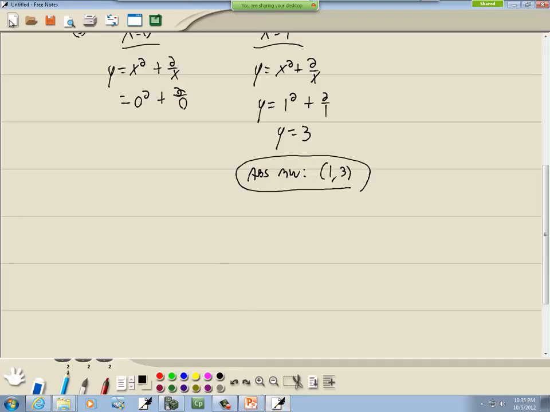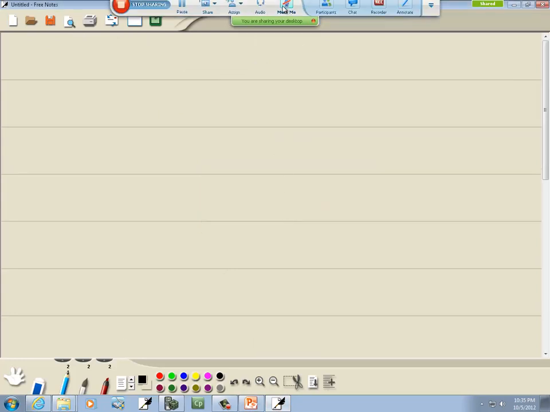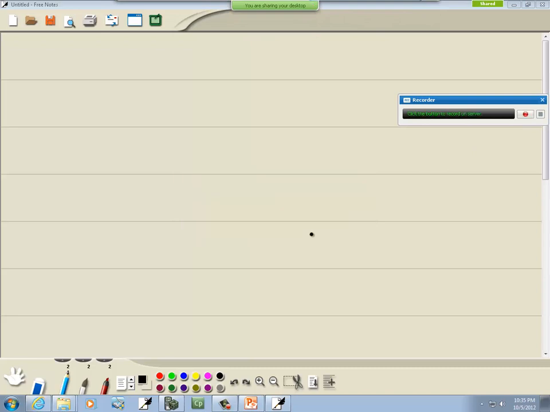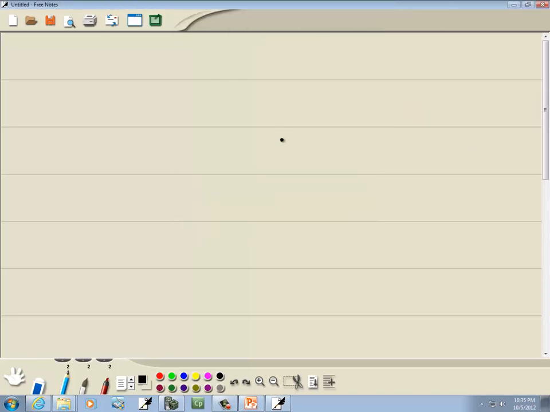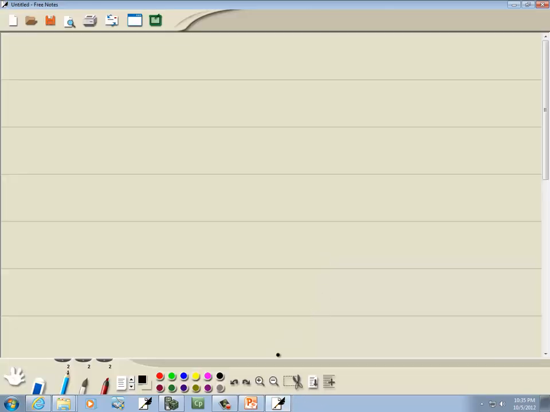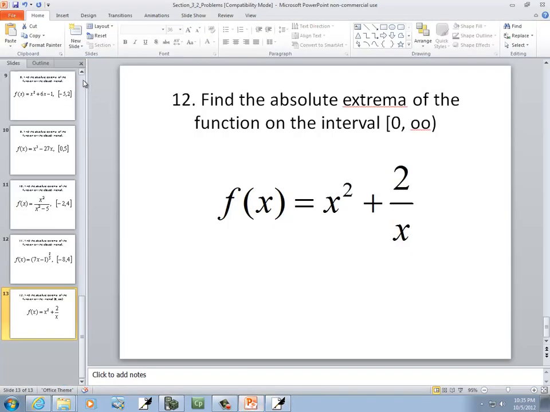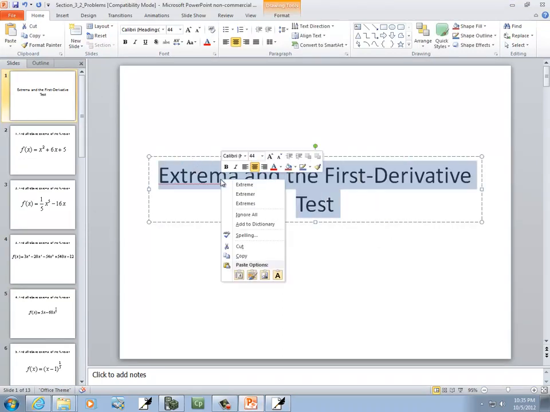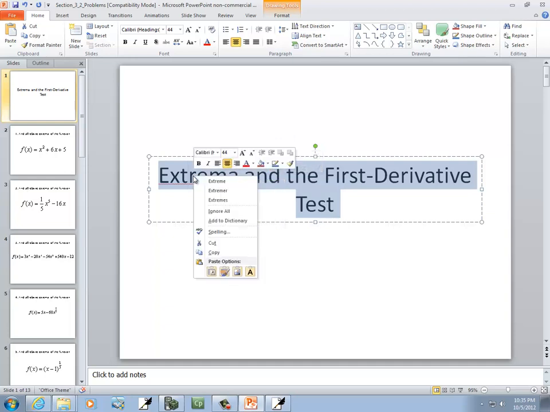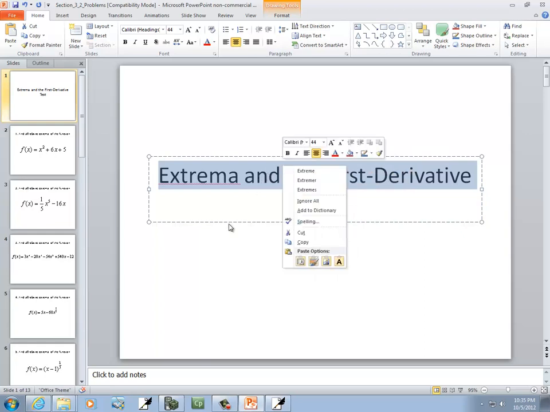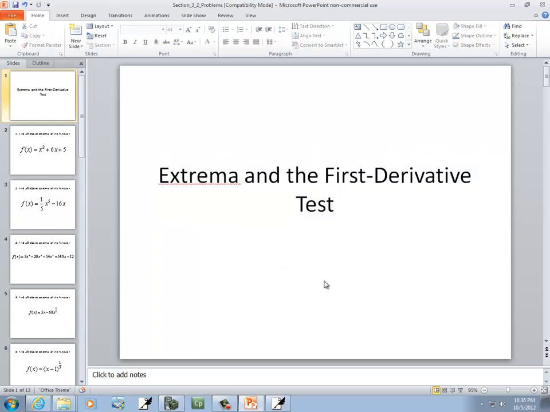And let me stop the recorders now. And this is Extrema and a first derivative test. What is... I just want to copy that. There. Oh, there it is. I should actually read.